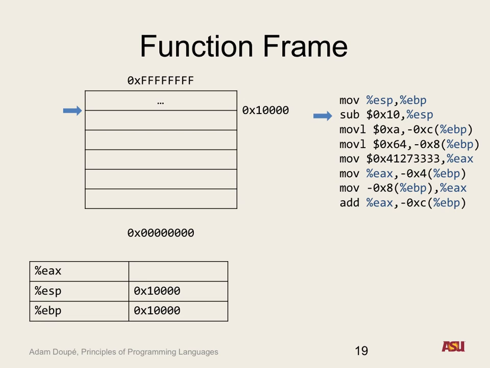Now we're going to make space for our variables on the stack, so we're going to subtract 16 from ESP. So that's going to put us down here. And remember, we still have our base pointer pointing up to where the stack originally was. So we move the stack pointer down to essentially allocate local memory. Cool. Then we're going to move 10 into EBP minus C. So now I gave each of these memory locations addresses.